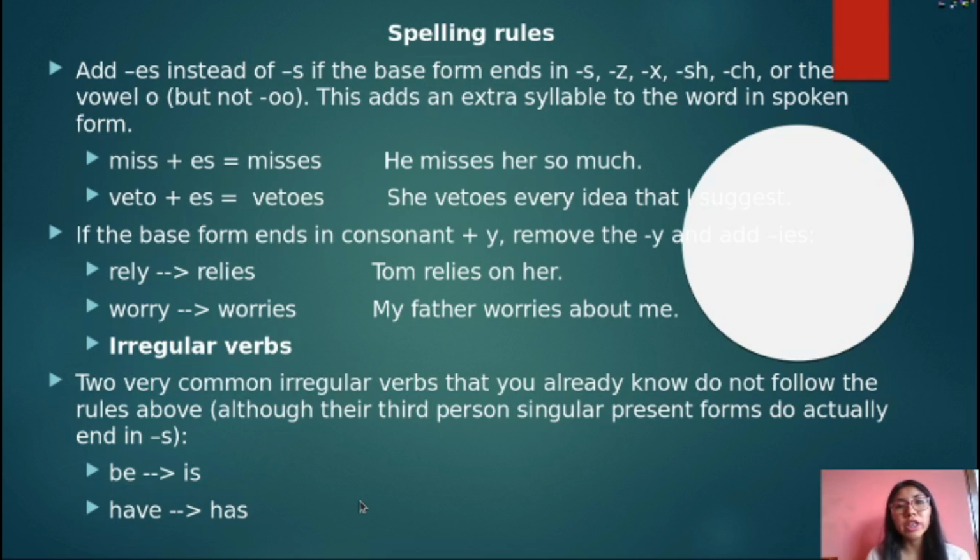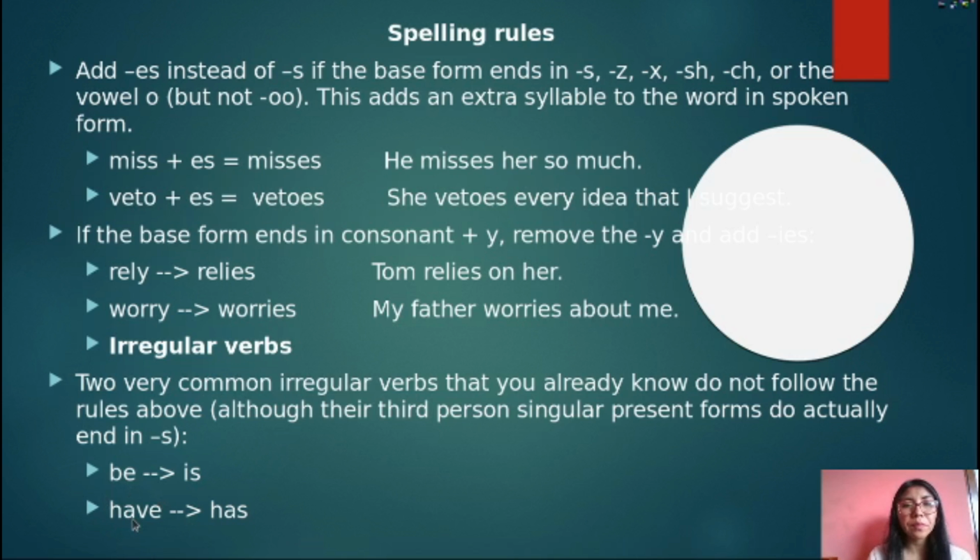For example, she is, he is, it is. And for another person, I am, you are. Okay, in the case of the verb have, you are going to use has for the third person singular. He, she, it, has. Okay, for the rest of the subjects, you are going to use have.